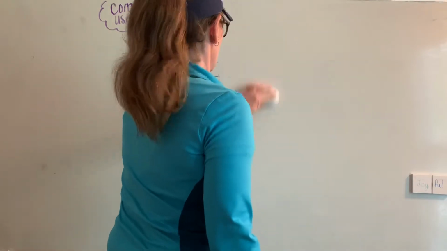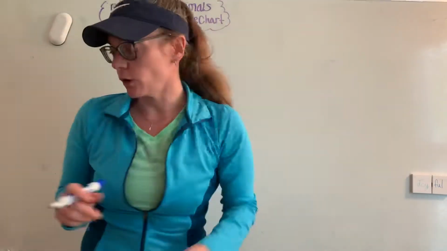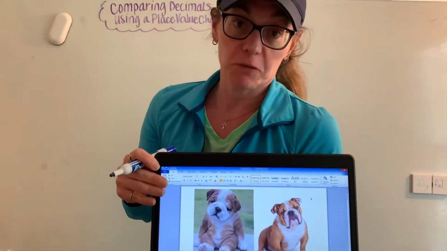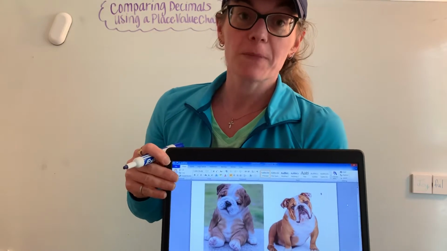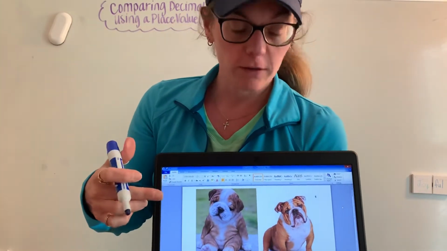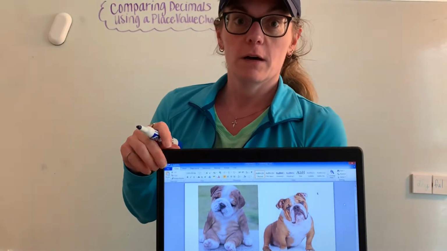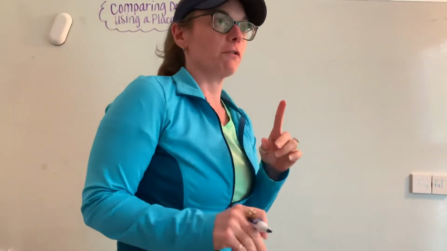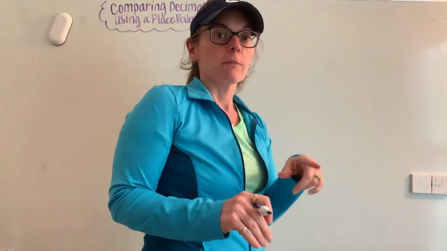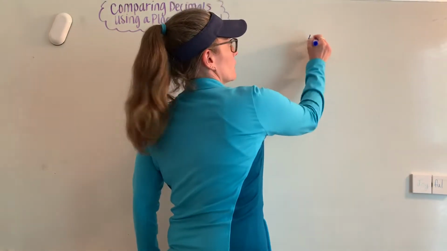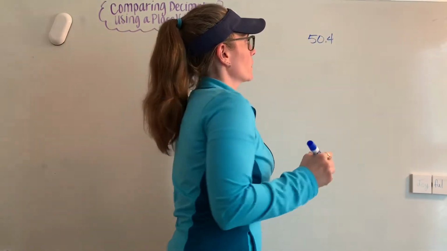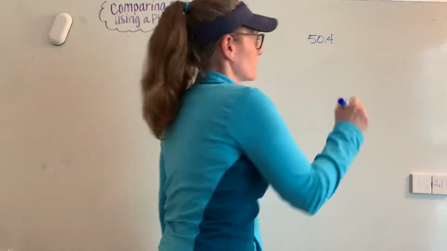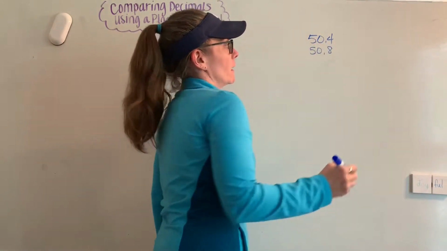Okay, now let's say we are going to compare the weight of bulldogs, and I have a couple pictures to show you. So I don't have a bulldog, but I think they're a pretty cool breed. So I have a puppy on the left and then an adult bulldog on the right. And I learned that the average of the largest female bulldog weighs about 50.4 pounds, and the smallest male bulldog weighs about 50.8 pounds.